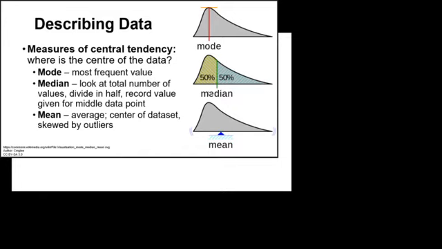And then the mean is the last one, and this is the easiest, I think, to conceptualize, because this is what we've typically used all through high school. And this is the mean, which is just the average. So you add up all of the observed values that you have and divide by the total number of observations.